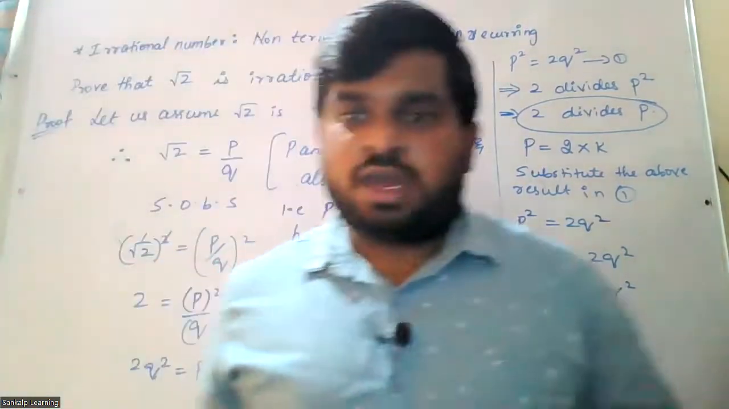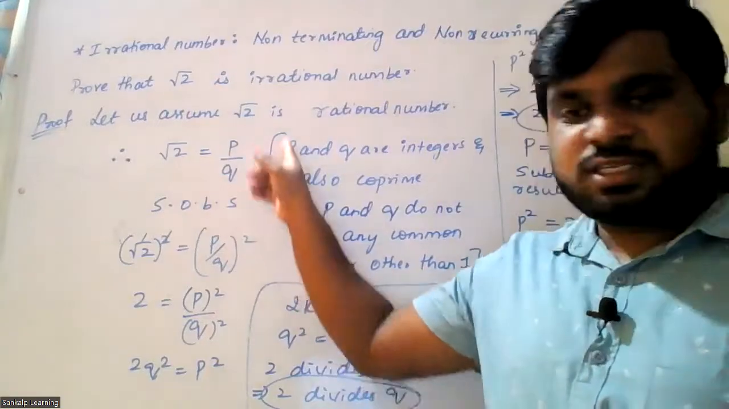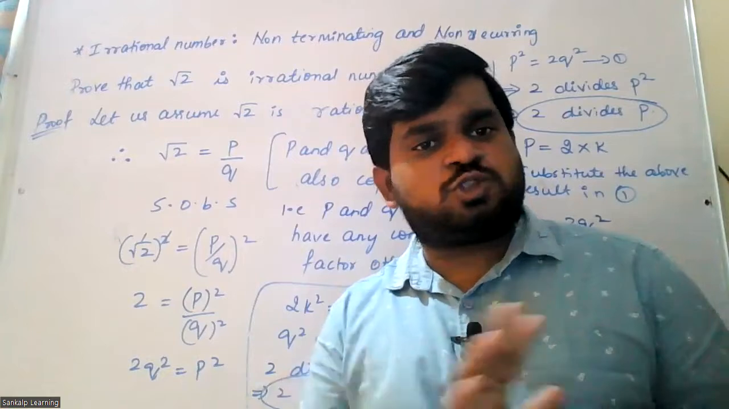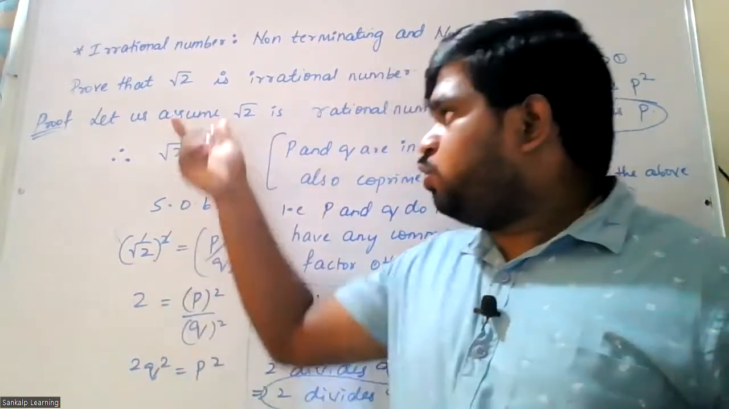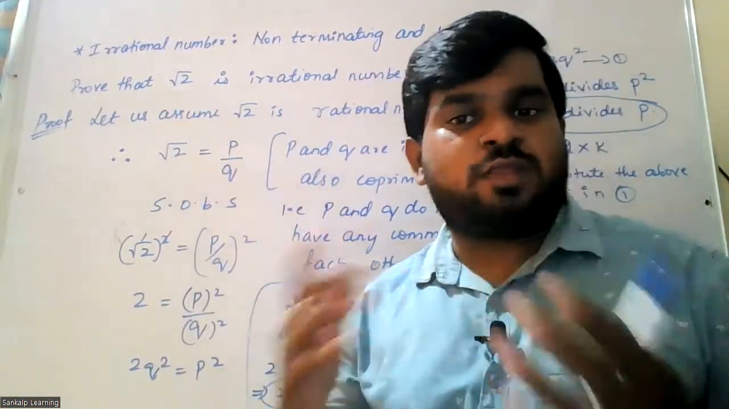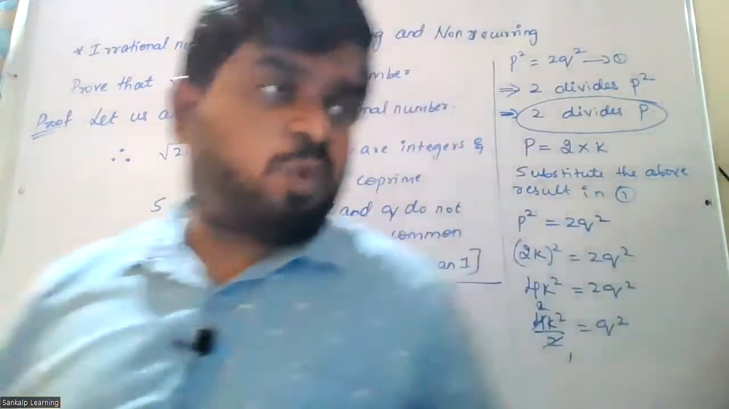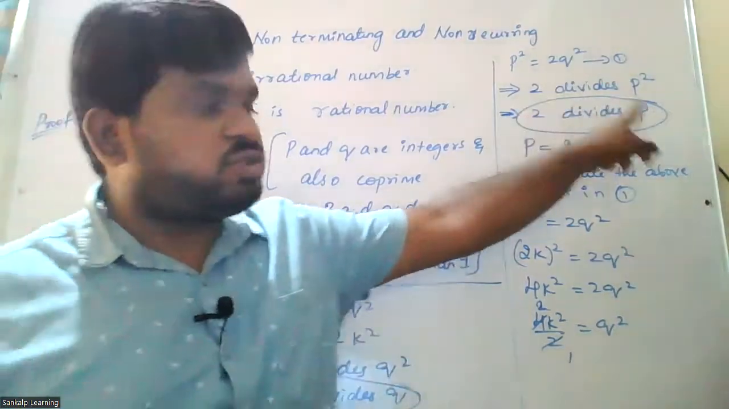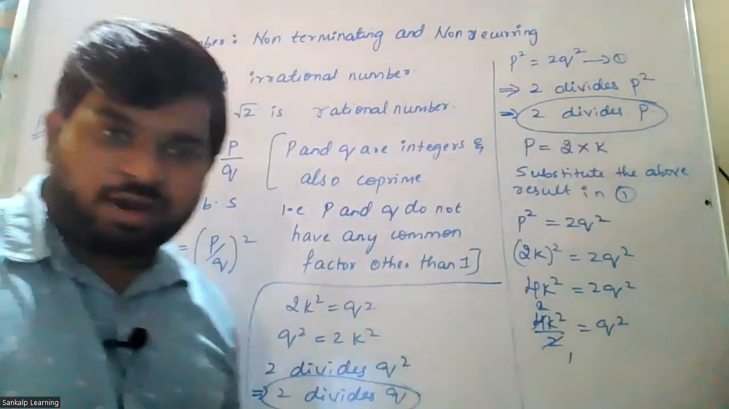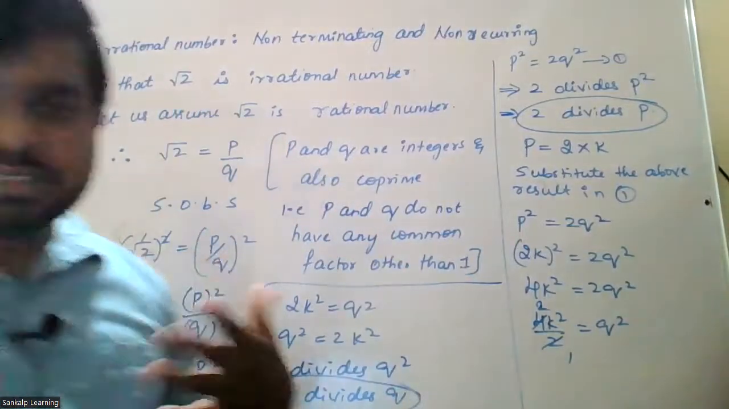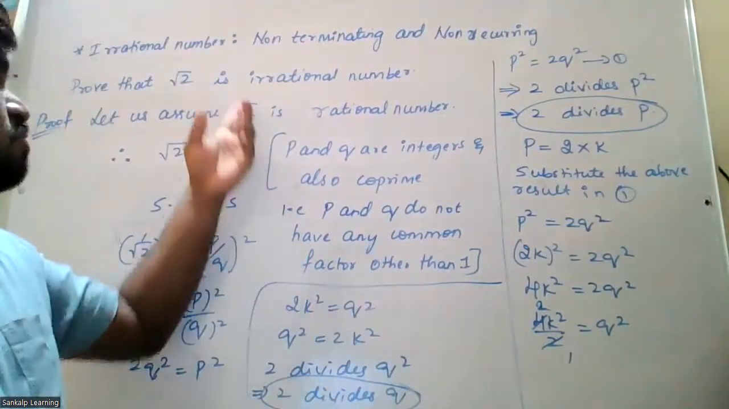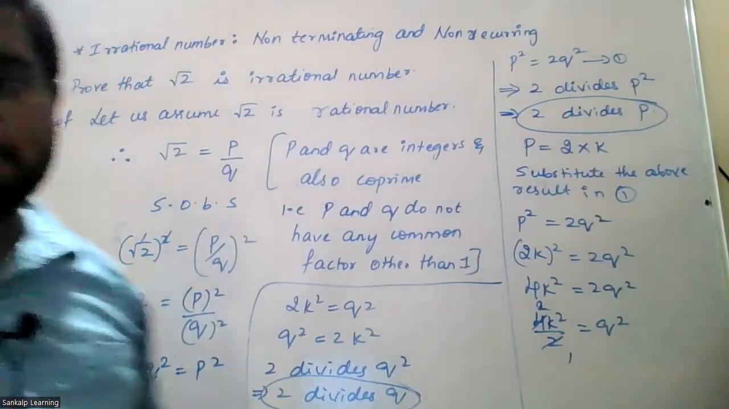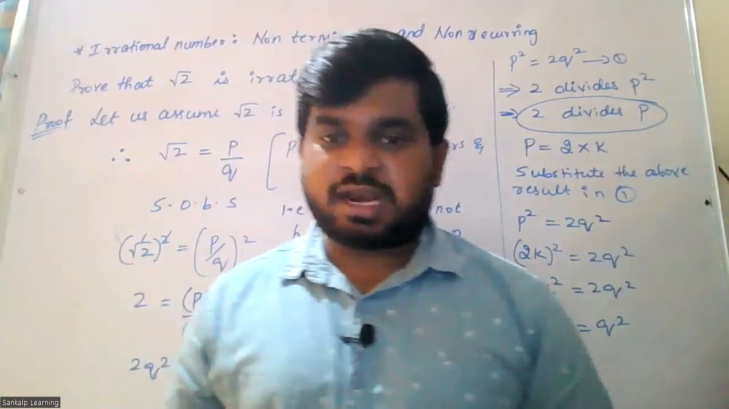What did we assume? We assumed it as a rational number. Therefore, we got this p and q. Co-primes, meaning there is no other number which is going to divide them. But what did we end with? We got a number 2, which is dividing q, which is also dividing p. This is a contradiction. Why is this contradiction? Because of our assumption. What was our assumption? It is a rational number. If this is wrong, what is correct? Root 2 is an irrational number. So this is how we prove root 2 is an irrational number.